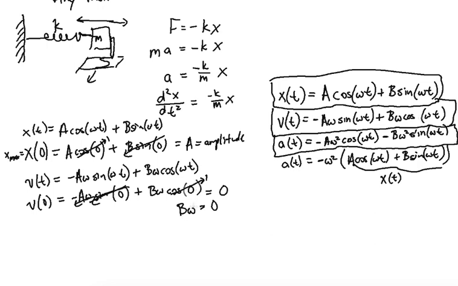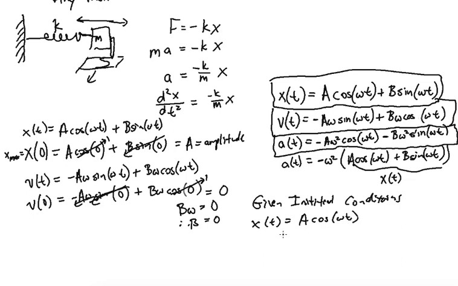So if we're not interested in omega being 0, because that means nothing is happening, we're only interested in B equals 0. So therefore, B equals 0 with this initial condition where we pulled this off to the left and let it go. That means if B is 0, we can come back to these original three equations and we can reduce them. So given the initial conditions, we can reduce the above to x of t equals A cosine of omega t.